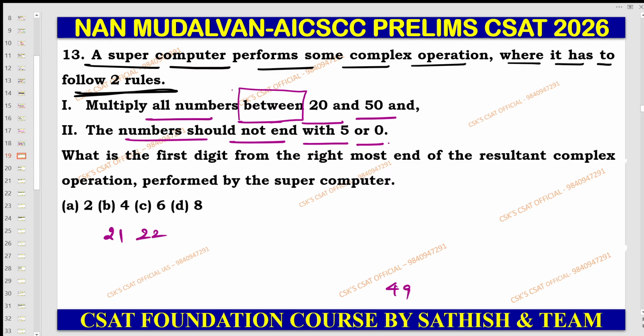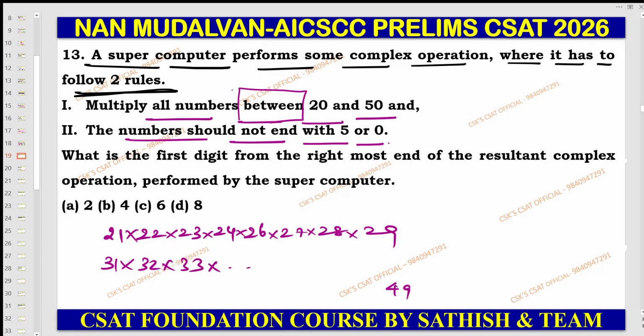So therefore I am writing 22, 23, 24. As per the first rule, starting with 21 and ending with 49. As per the second rule, it should not end with 5 or 0. So therefore 25 will not be there. So 26, 27, 28, 29. So you have to multiply. Similarly 31, 32, 33 and so on, and similarly 41, 42, 43 and so on. I am writing here.